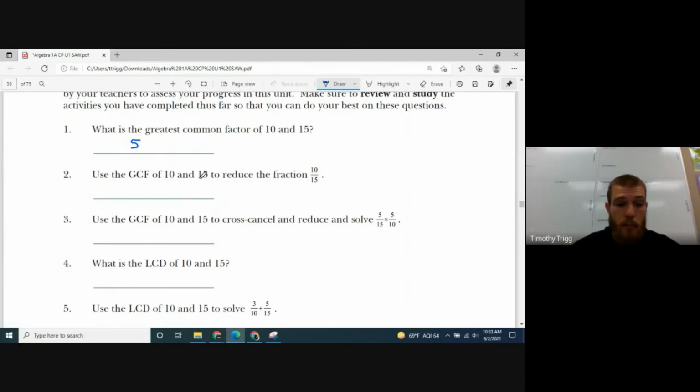Use the greatest common factor, which we just found, to reduce the fraction 10 over 15. So what can this greatest common factor be used for? It can be used for reducing fractions. So if we have a fraction and I see, oh, they're both divisible by 5, what we can do is divide both top and bottom by that common factor. So this would be 10 divided by 5 is 2, 15 divided by 5 is 3, and so 2/3 is our answer.